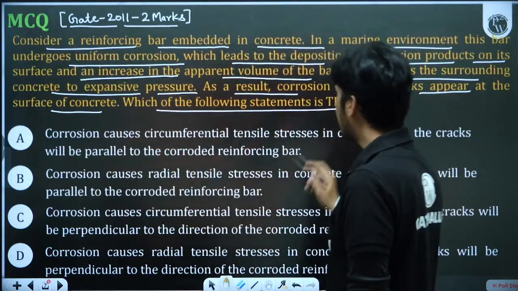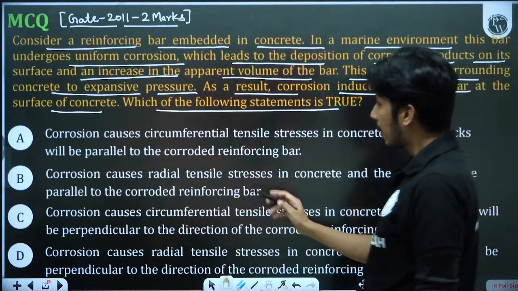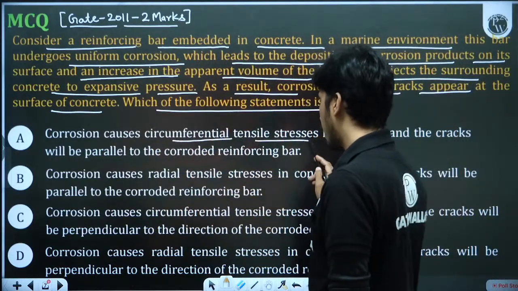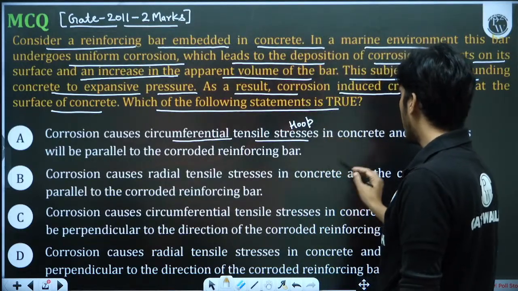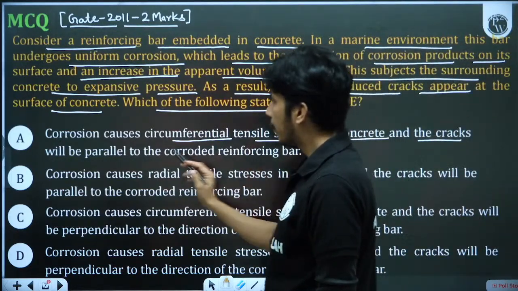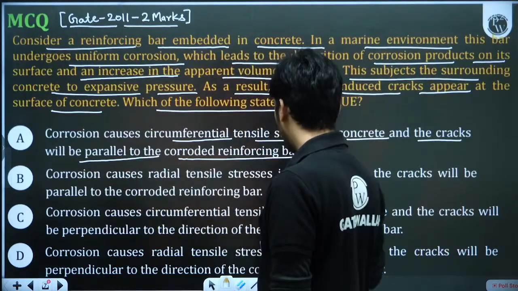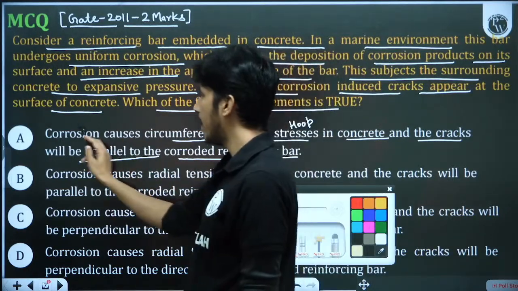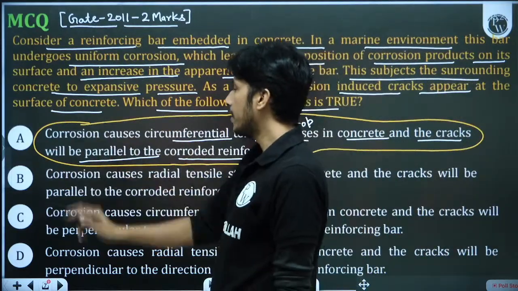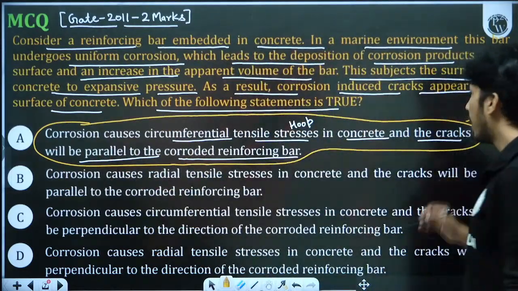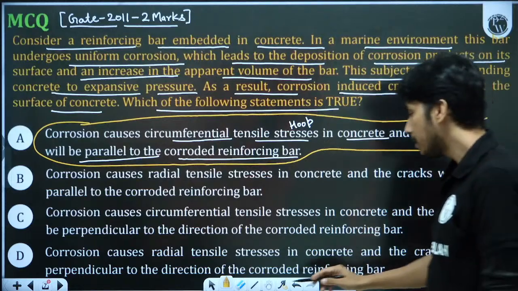Which of the following is true? Corrosion causes circumferential tensile stresses. Absolutely correct. This is also called hoop stress in concrete, and the cracks will be parallel to the length of the corroded bar. This A is absolutely correct, and I think all the others are wrong. The hoop stress is applied, and the crack is parallel to the length of the bar.